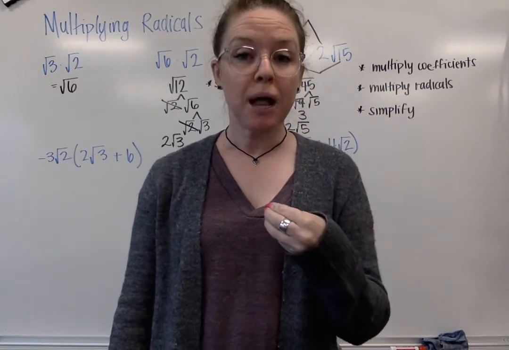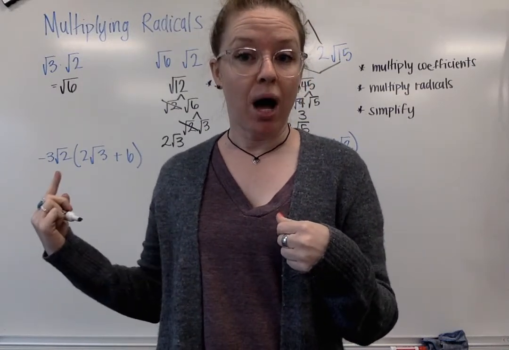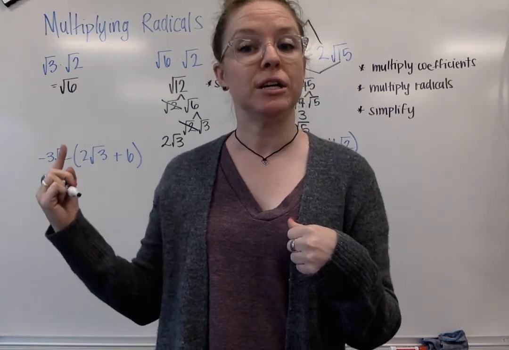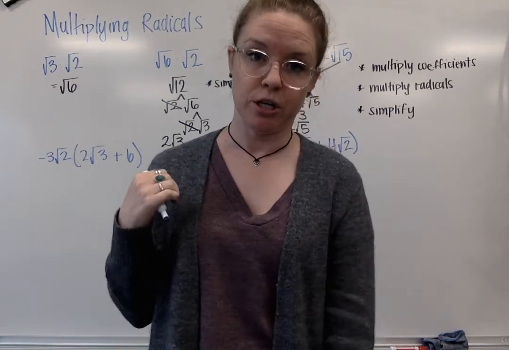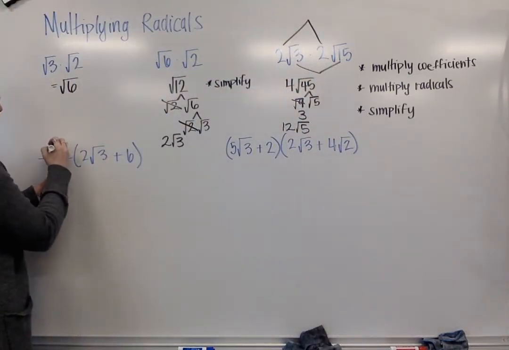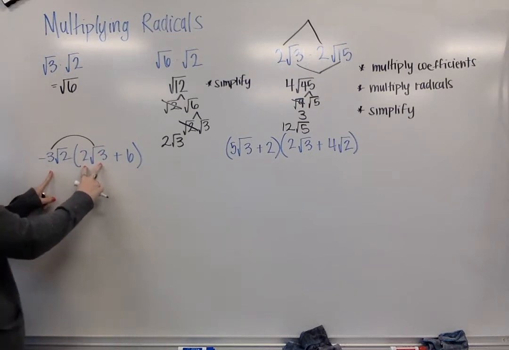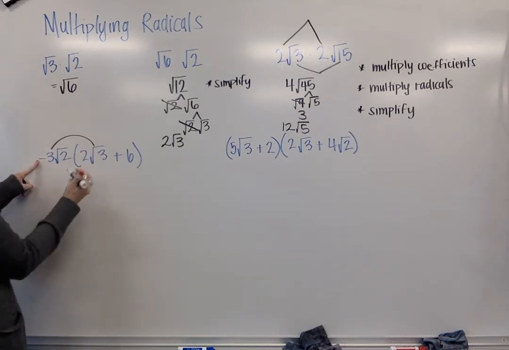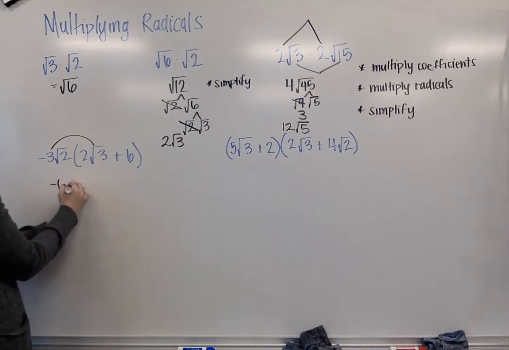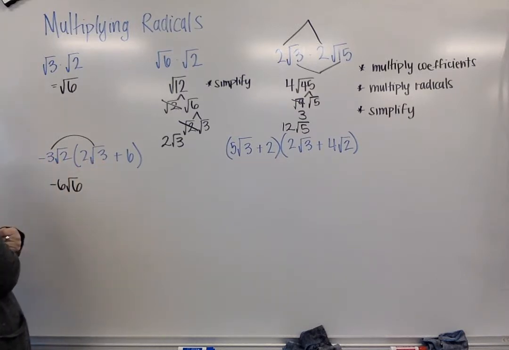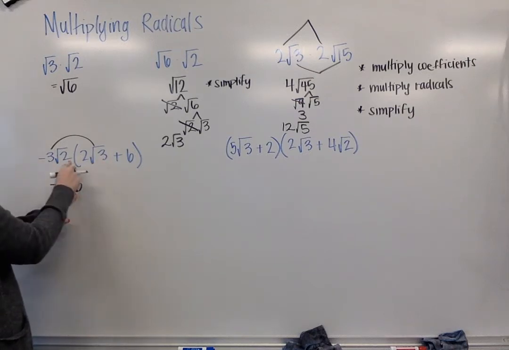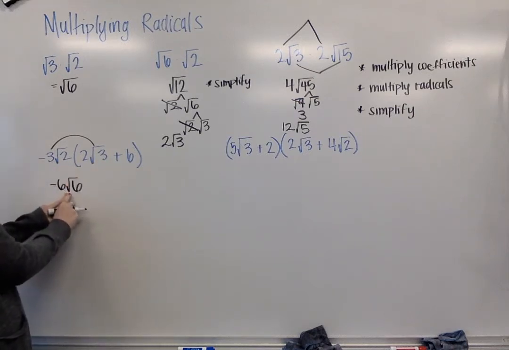So my next two examples are bringing us back to our multiplying polynomials unit. So when we were multiplying polynomials, we have a monomial times a binomial here. What we're going to do is distribute the monomial to both terms. Okay? So I'm going to take my negative 3 root 2, and I'm going to multiply it to 2 root 3. So negative 3 times 2 is negative 6. Square root of 2 times the square root of 3 is the square root of 6. I can't simplify the 6 because its factors are just 3 and 2, so that's fully simplified.